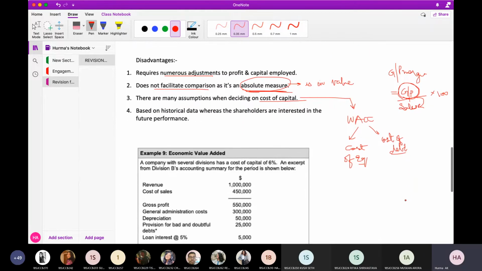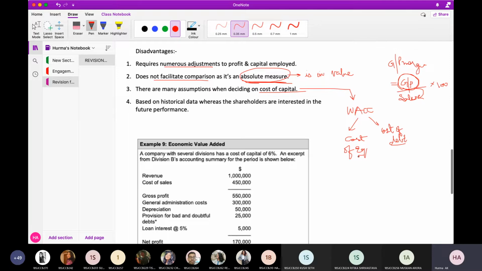So there are so many assumptions when you arrive at the cost of equity, when you arrive at cost of debt, right? So that is one drawback, that cost of capital suffers from a lot of assumptions. If one of your assumptions is faulty, then definitely your EVA will also be faulty. It will not give you the correct picture of how much value has been created or destroyed by the company. That's a drawback.